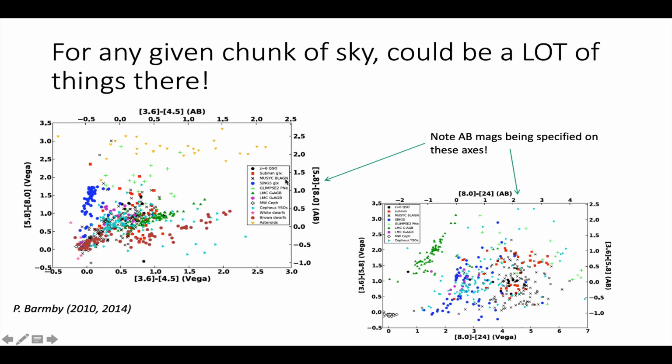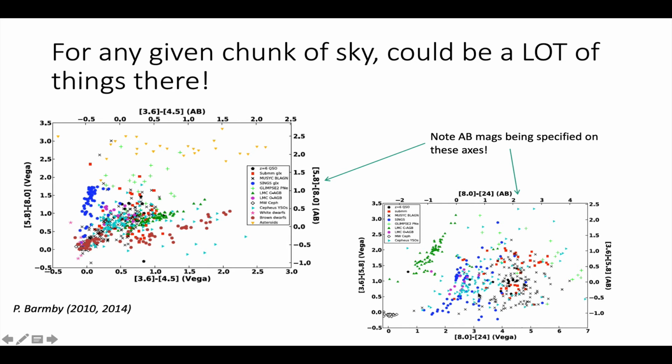Quasars, submillimeter galaxies, blazars, SINGs, which are nearby galaxies, GLIMPSE objects, planetary nebulae, Large Magellanic Cloud carbon-enhanced AGB stars, Large Magellanic Cloud oxygen-enhanced AGB stars, Cepheids in the Milky Way, Cepheus YSOs, in other words, young stars, white dwarfs, brown dwarfs, and asteroids. And they're all over the place. There's still some clumping, but there's a lot of things going on here. Here she's got 3.6 minus 5.8 versus 8 minus 24, and another diverse collection of stuff. So there's a lot of things that you could find.